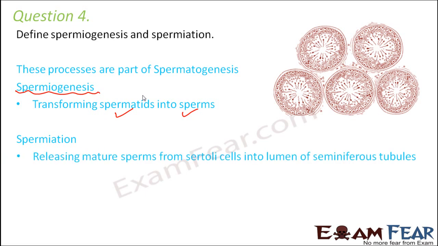that process where the mature sperms which are being formed get released from the Sertoli cells into the lumen of seminiferous tubules. So that means in the seminiferous tubules, spermiogenesis actually takes place. It starts from the male germ cells, and finally the sperms are released from the Sertoli cells. So this release is spermiation, and the transformation of spermatids to sperms is spermiogenesis.